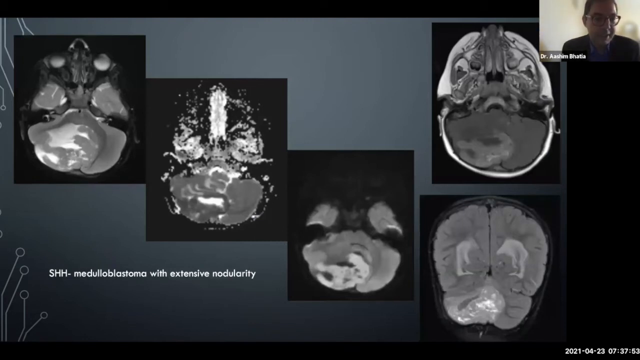So here's another case, Sonic Hedgehog, medulloblastoma with extensive nodularity. This is going more into the histologic classification, but just so you know, they can also appear a little more heterogeneous than the ones we've seen earlier. This one's showing a hyperintensity on the DWI, dark ADC. So it shows a reduced diffusion, but it's definitely a little more heterogeneous than the other tumors, but still consistent with the sonic hedgehog in the cerebellar hemisphere.